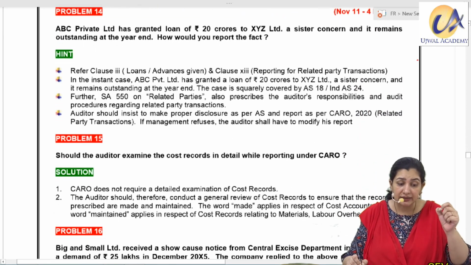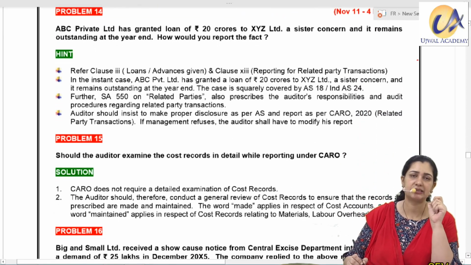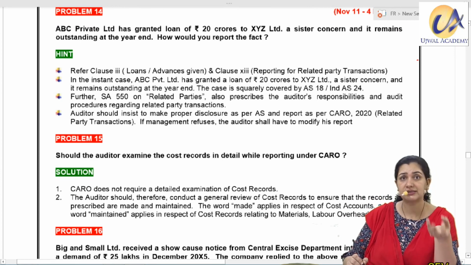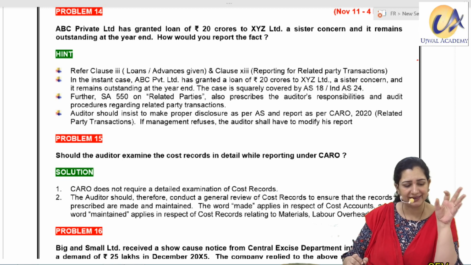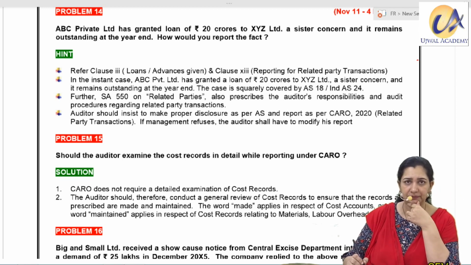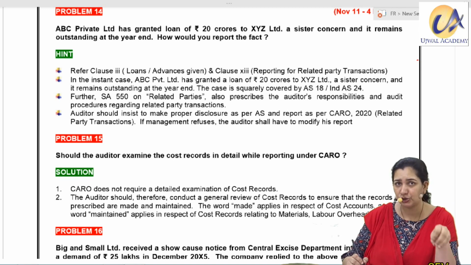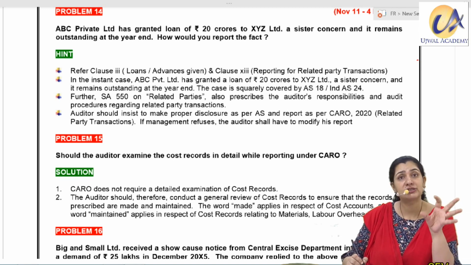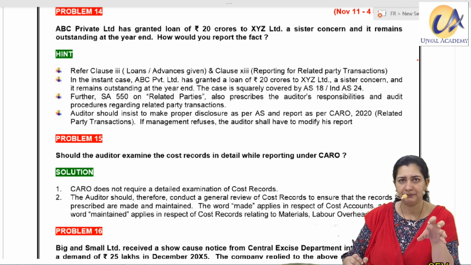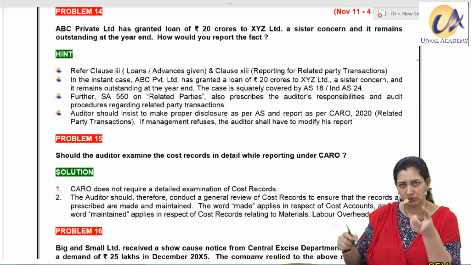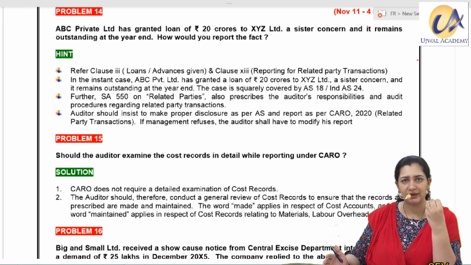ABC has granted a loan to its sister concern. Okay, so sister concern, they have given a loan. So it is a related party, they have given a loan and it remains outstanding at the year end. So the loan is given and it is still outstanding. How would you report the fact? So loan given, the amount outstanding you will report. Because it is given to a sister concern, it is a related party. So we have got points under CARO, which we have to still study. Okay. The related party point is there, so that we will see.